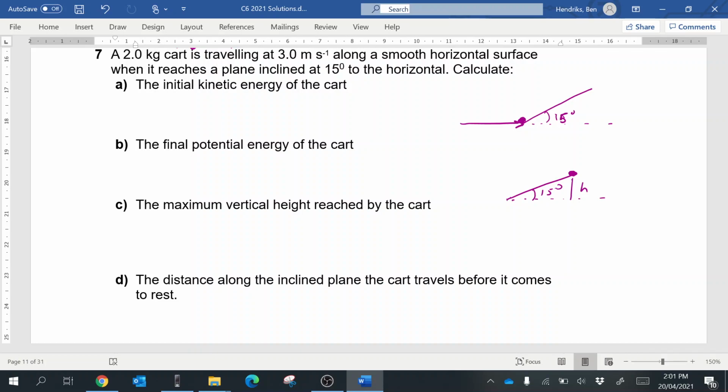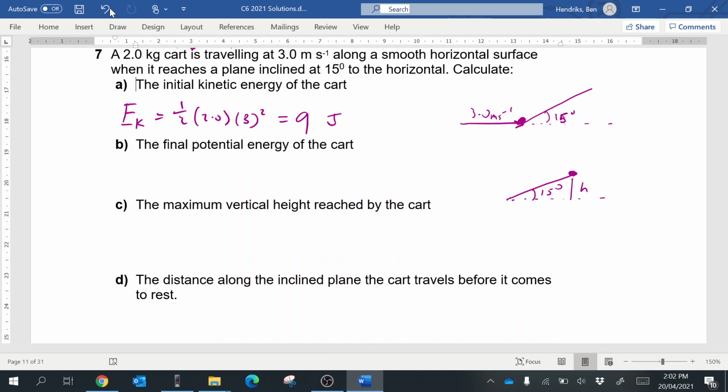So I've drawn a couple of diagrams over here on the right. This is the point where we're going at 3.0 meters per second, just as it hits the ramp, the inclined plane. So initial EK equals half times 2.0 times 3 squared. Half times 2 is 1, times 3 squared equals 9. 9 joules.